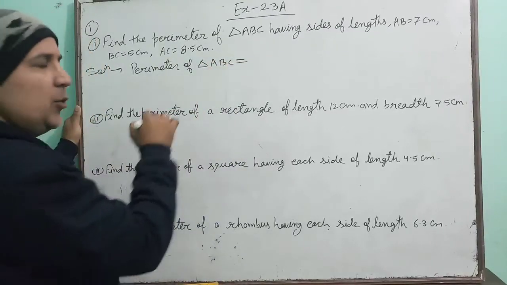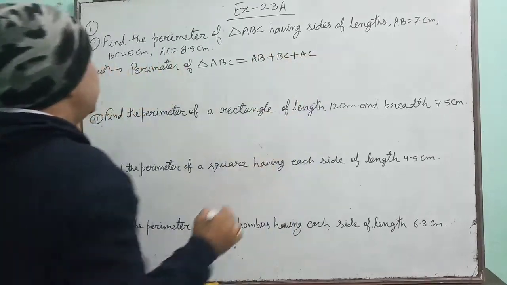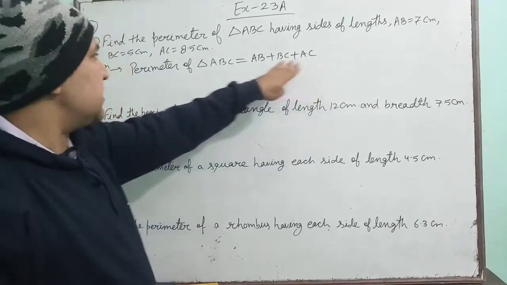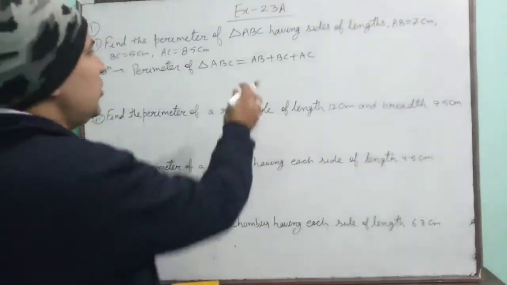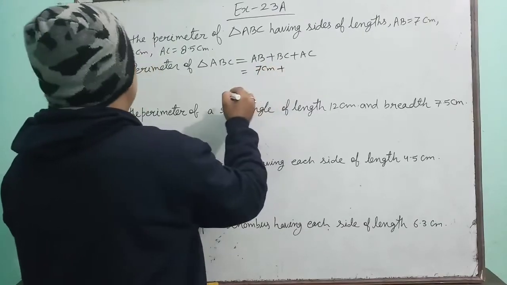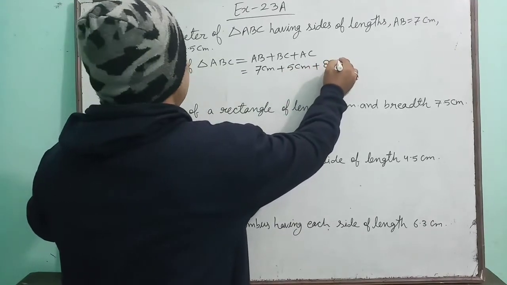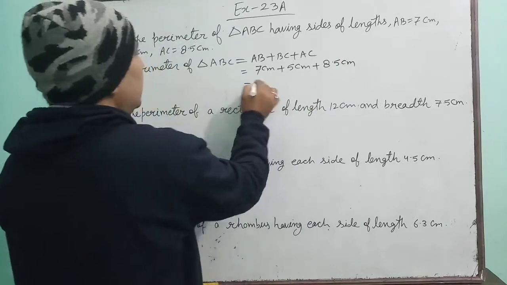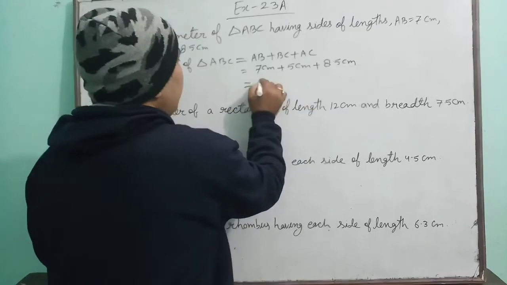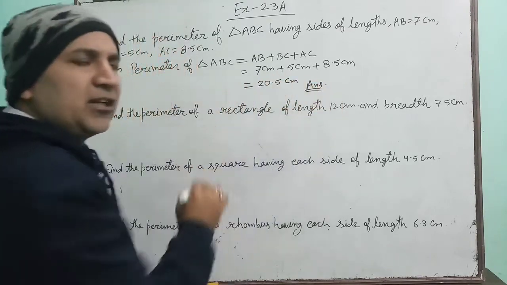triangle ABC, which will be equal to AB plus BC plus AC, because the sum of the sides of a triangle is equal to perimeter of the triangle. So all the 3 sides length will be added and then we will get the perimeter. AB is 7 cm, BC is 5 cm and AC is 8.5 cm. Now add all these. 7 plus 5, 12. 12 plus 8, 20.5. So 20.5 centimeter is the perimeter of the triangle.